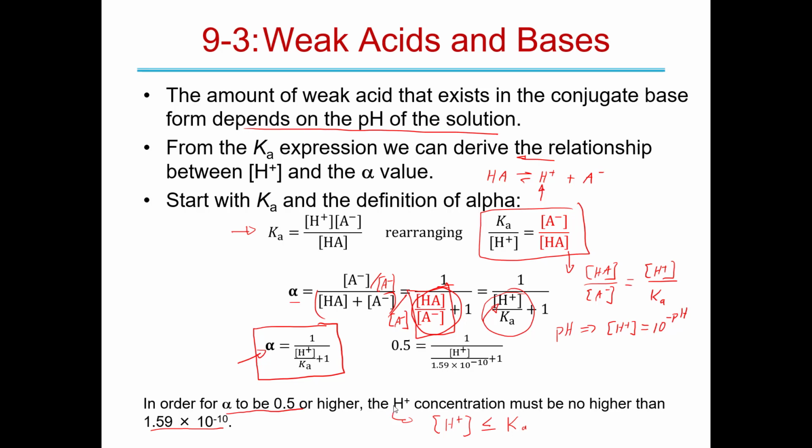So for our acid that we were looking at, you see that the H+ concentration has to be really, really tiny. So we would have to have a fairly basic solution in order to have a solution where we were 50% dissociated for that particular weak acid.